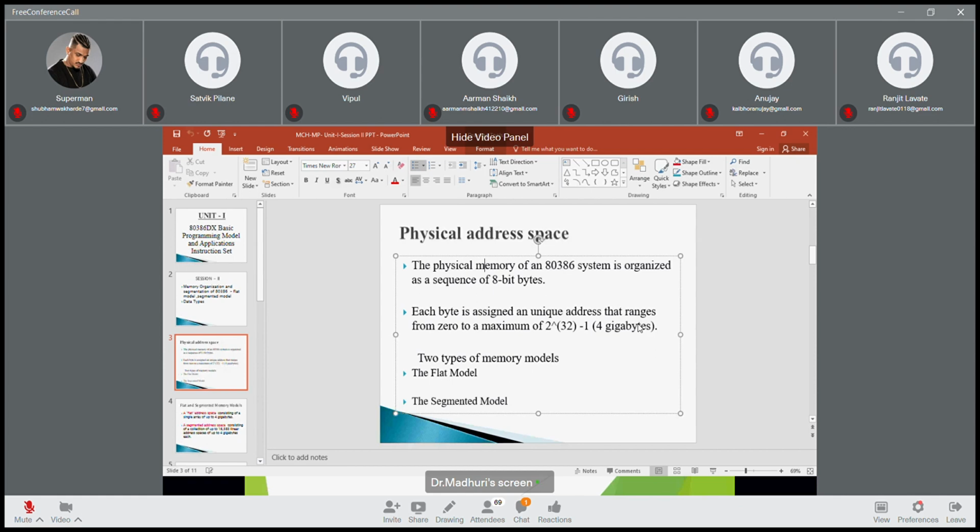Now each byte, meaning 1 byte is equal to 8 bits, has a unique address for that particular memory. Get it understood, guys?